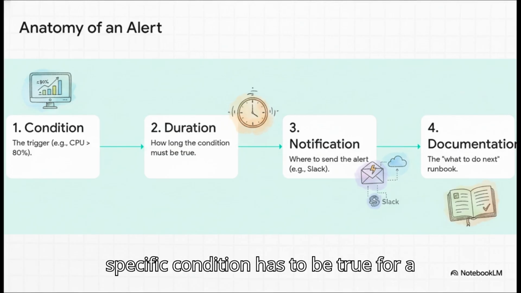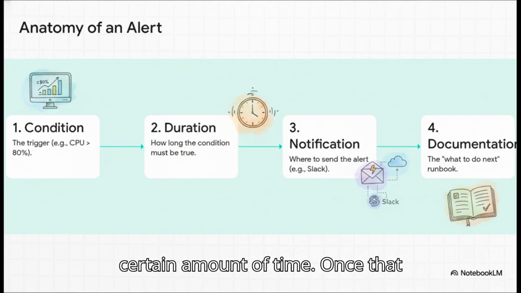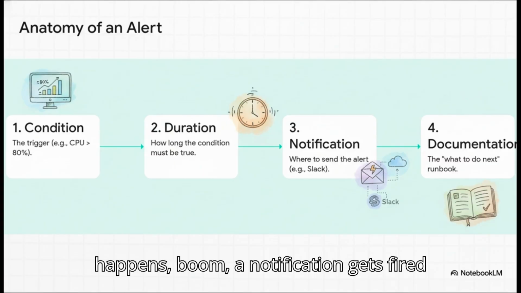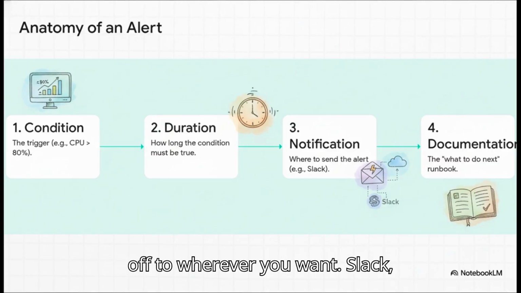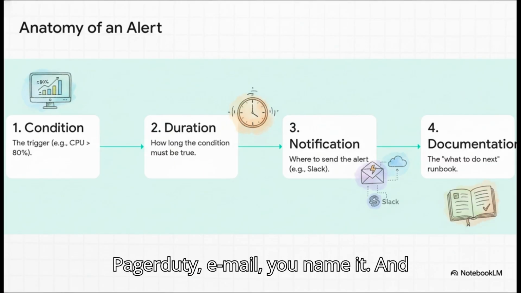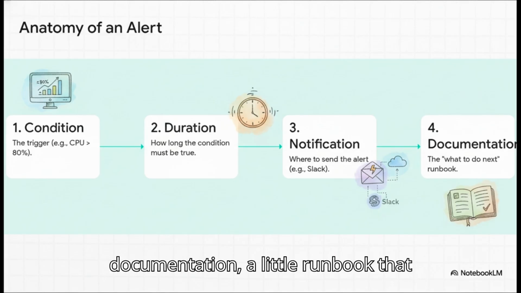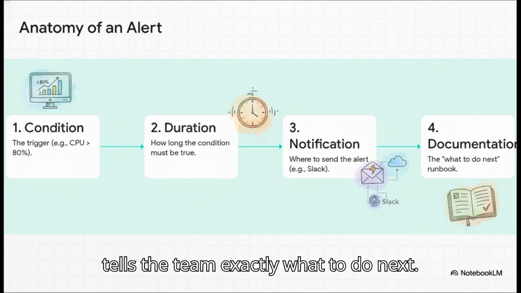First, a specific condition has to be true for a certain amount of time. Once that happens, boom, a notification gets fired off to wherever you want. Slack, PagerDuty, email, you name it. And ideally, that alert comes with some documentation, a little runbook that tells the team exactly what to do next.